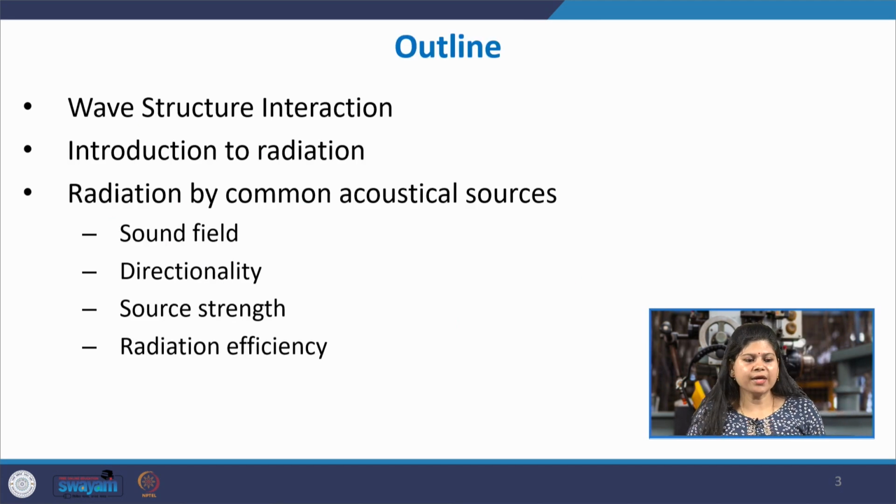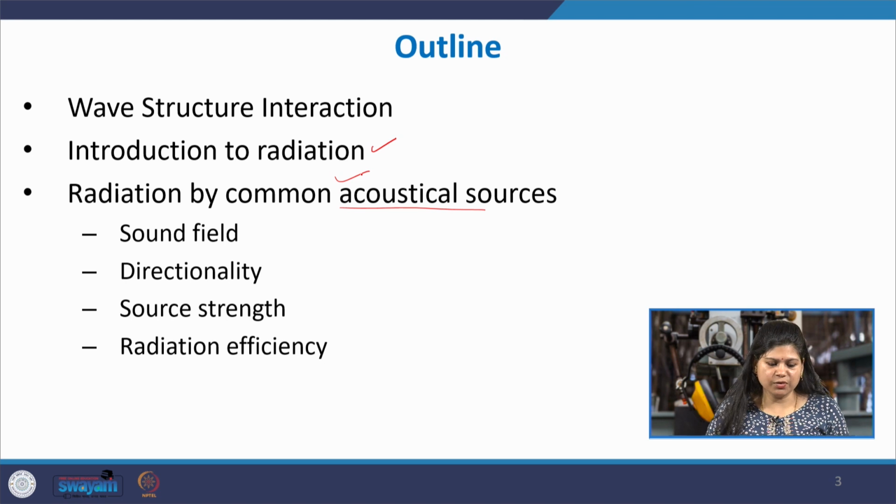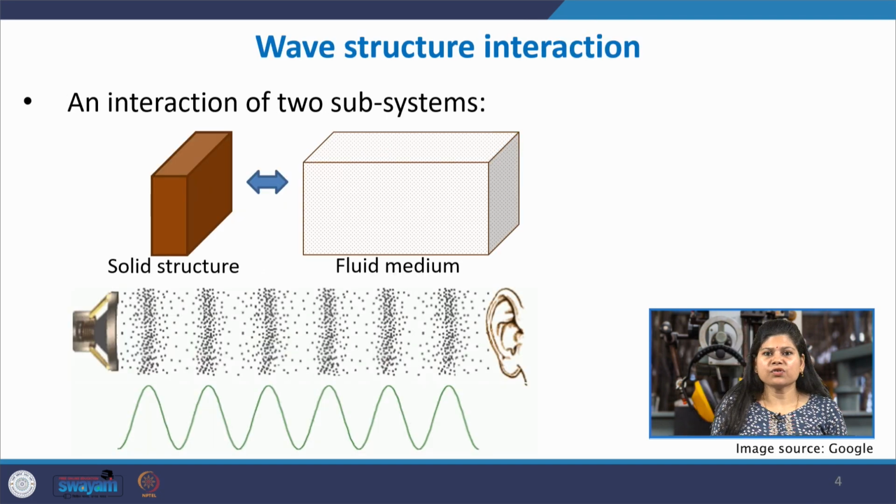So, now we will study wave structure interaction. Till now we have been studying what happens when acoustic waves propagate in a fluid medium and then encounter different fluid media. But now we will study what happens when a solid structure creates the acoustic wave, and then we will introduce the concept of radiation. The radiation from some common acoustical sources will be studied, where the quality of the radiation, such as the sound field, directionality, source strength and radiation efficiency, will be dealt with. So, wave structure interaction.